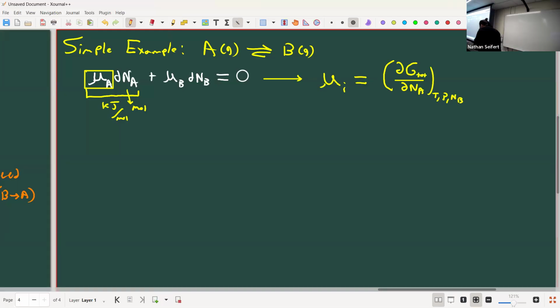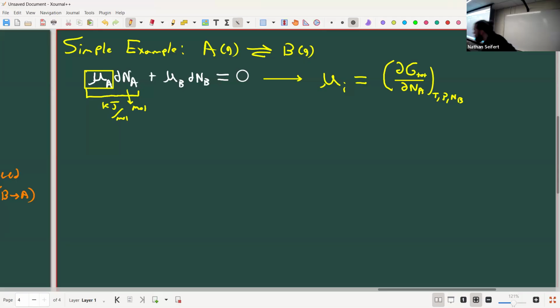And so what this is, is how much does the energy of the total system change as we add 1 mole of A or remove 1 mole of A? It's just a change in total energy divided by the change in moles, so that has units of kilojoules per mole.